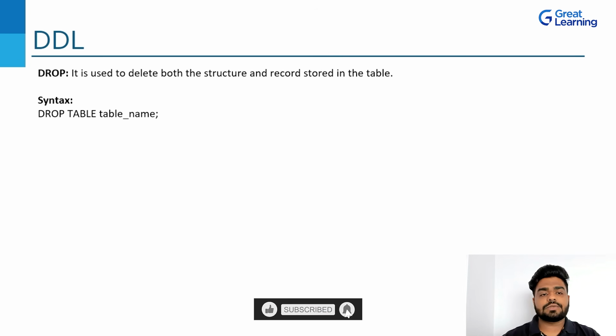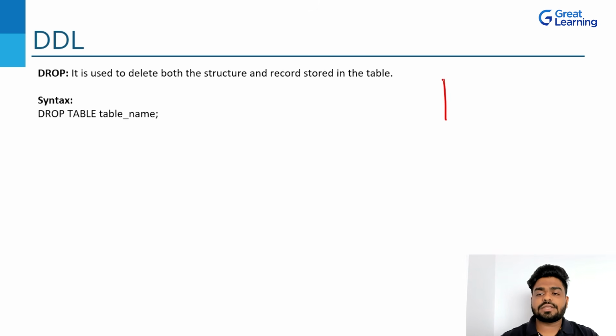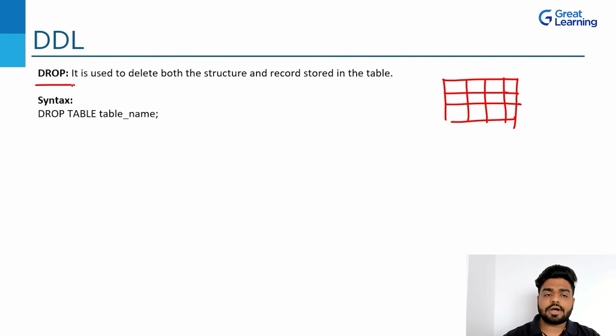Let's move to the next one, which is drop. Now understand what drop does. It is used to delete both the structure and the records stored in the table. That means if you've designed a table, there will be a structure, like 2 rows or 3 columns or 4 columns. And another thing that comes here is data, so inside this table you'll have data. Now when you do drop, meaning dropping that particular table, the structure also, the records also, everything goes. So when you drop the table, you're actually deleting everything of that particular table.